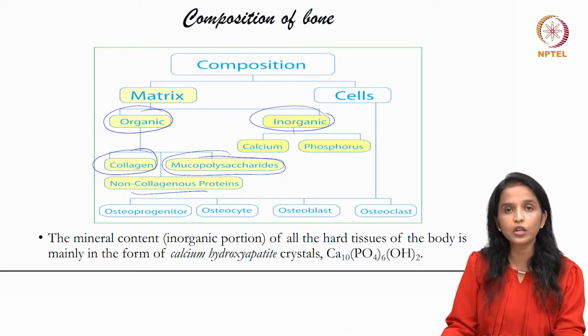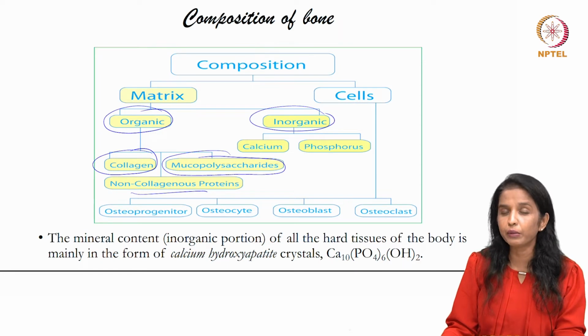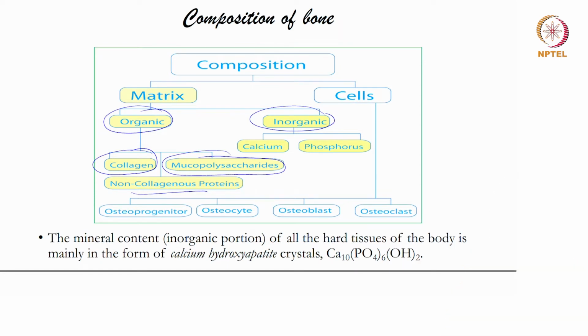There are cellular elements in the matrix as well. They are the bone formative cells, the osteoblasts, and the bone resorptive cells, the osteoclasts. The resting osteoblast is called the osteocyte, and for all these to form there are progenitor cells. And then we move on to the inorganic composition.